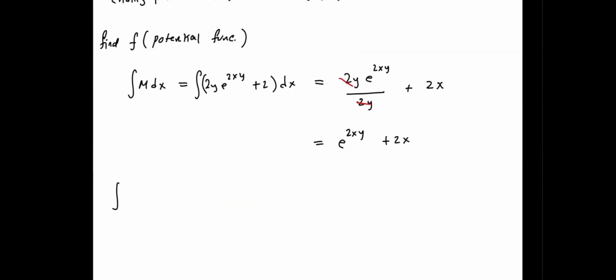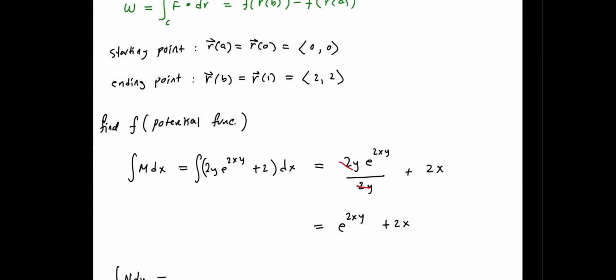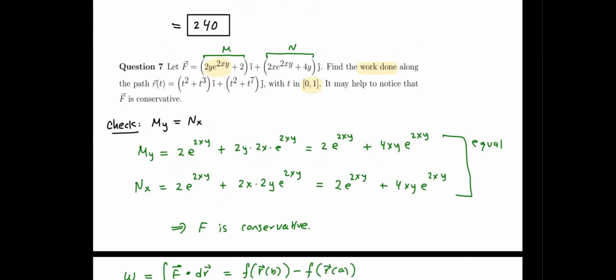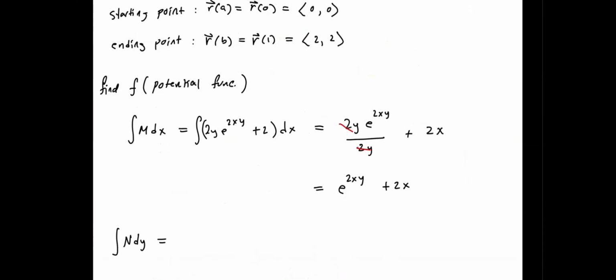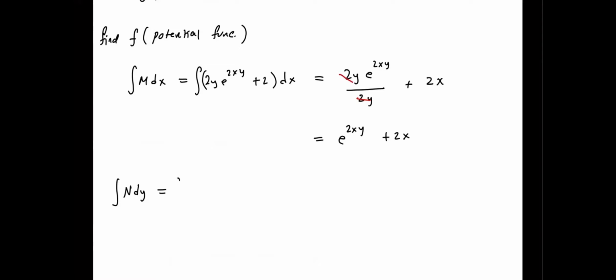Then the next thing we're going to do is take N, integrate that with respect to y, and collect each unique term. That will create the potential function f. N happens to be, from the problem, this right here: 2x e to the 2xy plus 4y. So we have the integral of 2x e to the 2xy plus 4y.